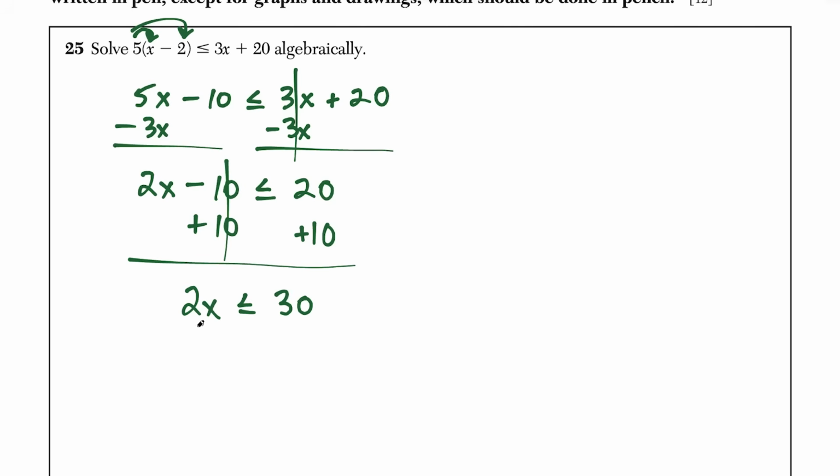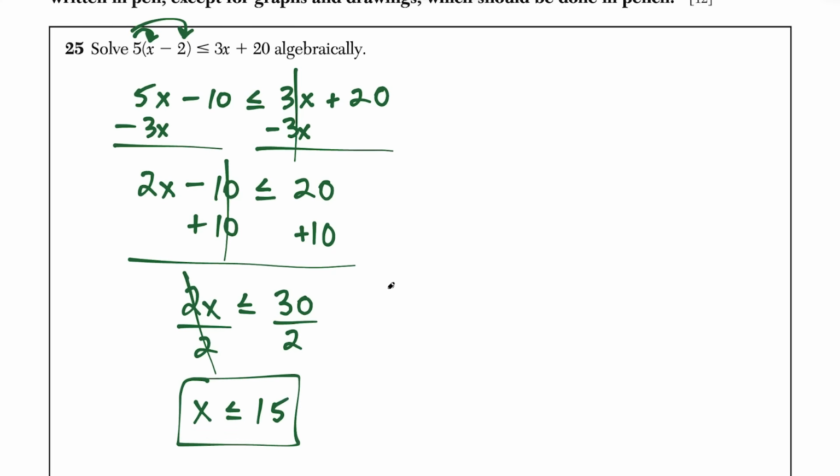And from here, we're going to divide both sides by 2. 2 divided by 2 cancels, and we have x is less than or equal to 30 divided by 2 is 15. Now, one thing I want to point out, it didn't happen in this question, but when you multiply or divide an inequality by a negative on both sides, the sign flips. But for this question, we didn't have to worry about that at all. Our solution is x is less than or equal to 15.